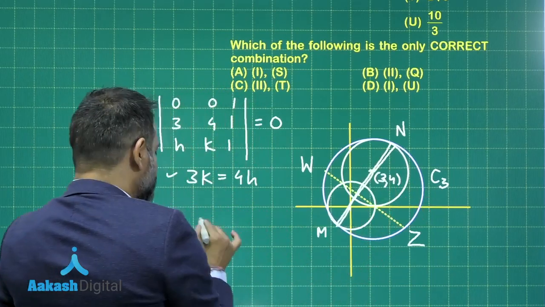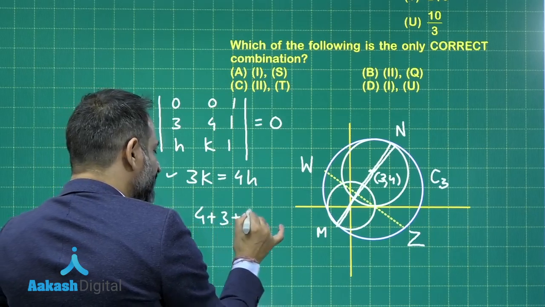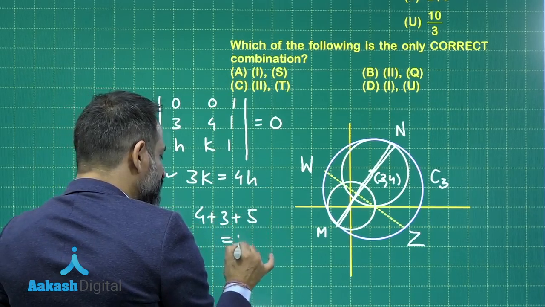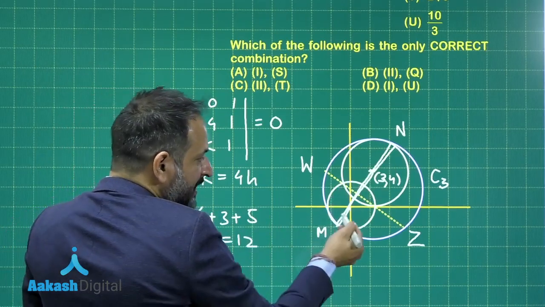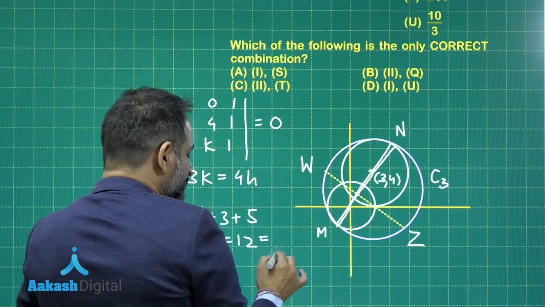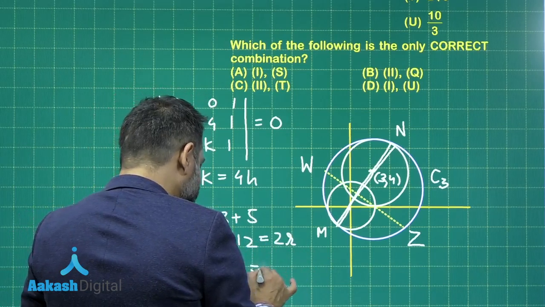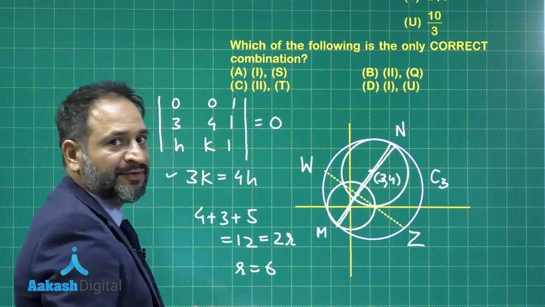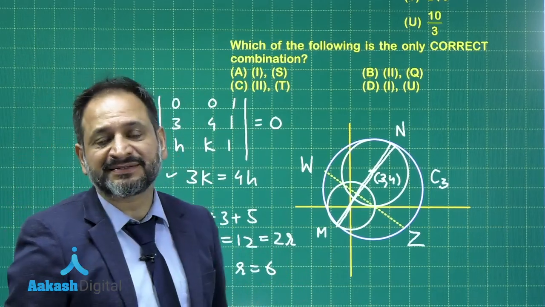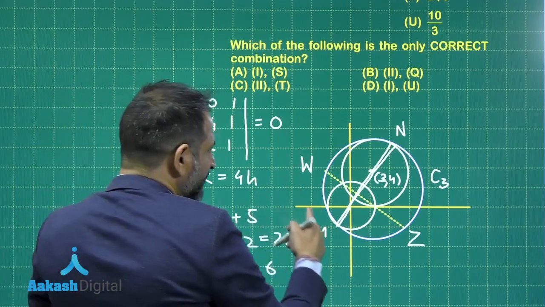So in total 4 plus 3 plus 5, which is equal to 12. This is the diameter of the circle C3. So this is equal to twice r. So r, that is the radius of C3, we will get from here, that is equal to 6. So this is the fact we have derived from the figure.